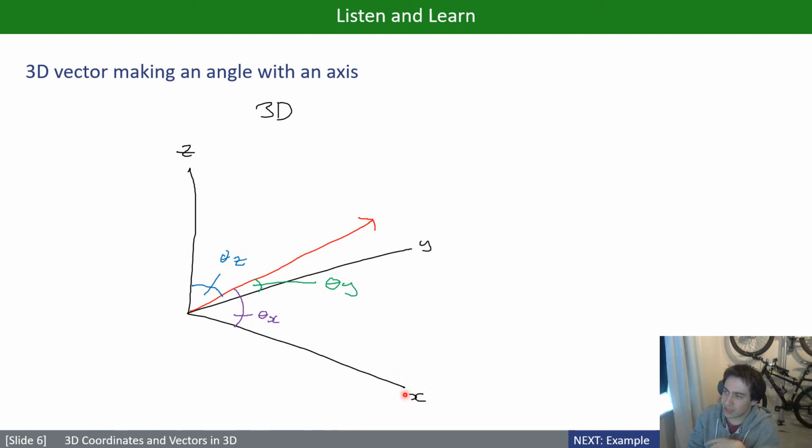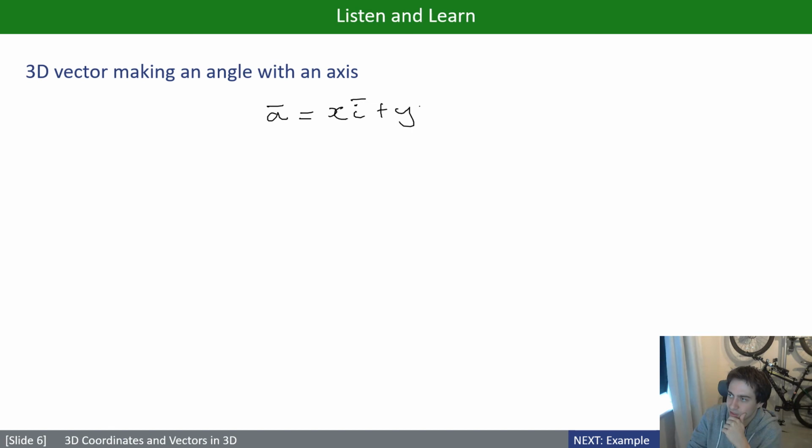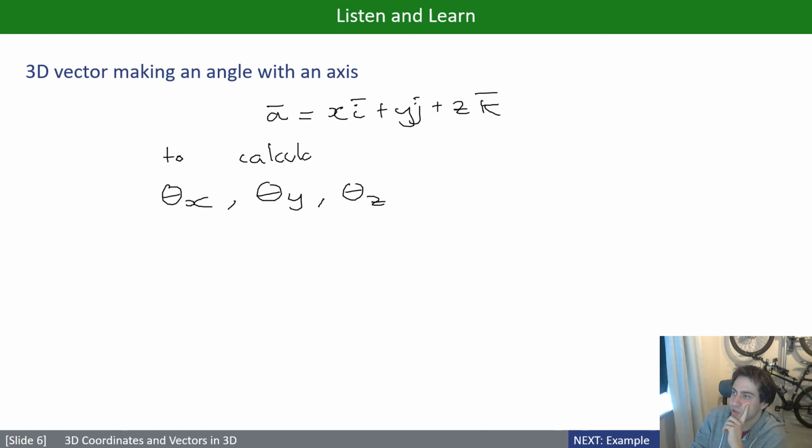Unfortunately, this is one of those cases where you're going to be given a formula. You don't have to necessarily understand yet why it works or how, but you need to know what it means and how to use it. So if you have a vector, and let's write it this way, xi plus yj plus zk, then to calculate the angles theta x, theta y and theta z, we're going to use the following formula.